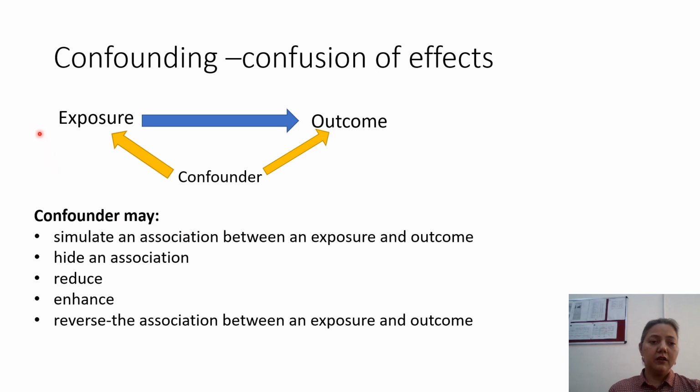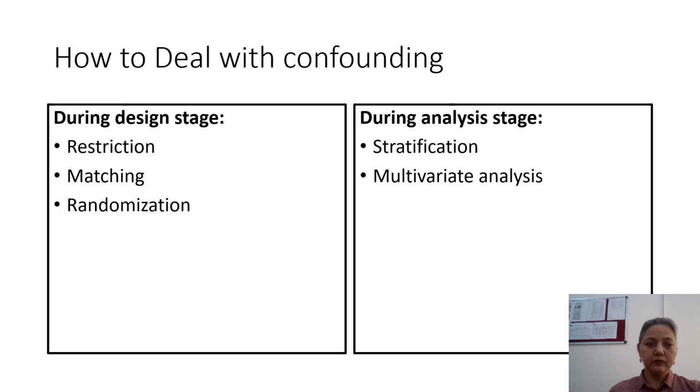Suppose we are thinking that smoking is the factor under consideration as exposure, and we are seeing the effect of smoking on lung cancer. There can be some confounders, like age, which is not indicating the exact relation between smoking and lung cancer. So there can be some other factors also which act as confounders. We should be aware of them. Now, how to deal with confounding?